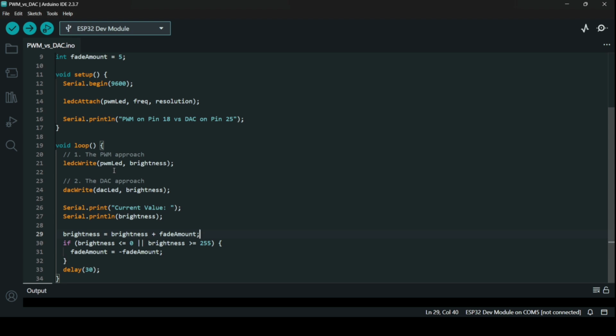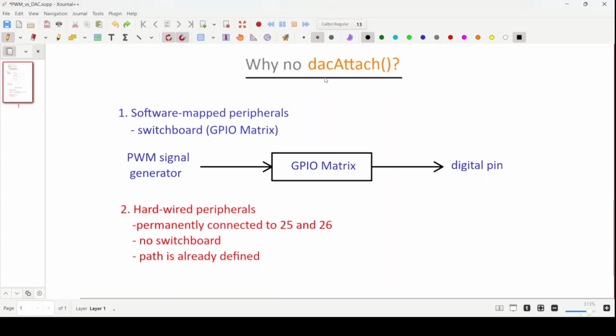And if you have been with me so far in this video, then you can easily observe that we are using both the functions ledcAttach and ledcWrite in the case of PWM. But in the case of the DAC approach, we are only using dacWrite and no dacAttach function. So why is this so? Why didn't we use a dacAttach function in our program?